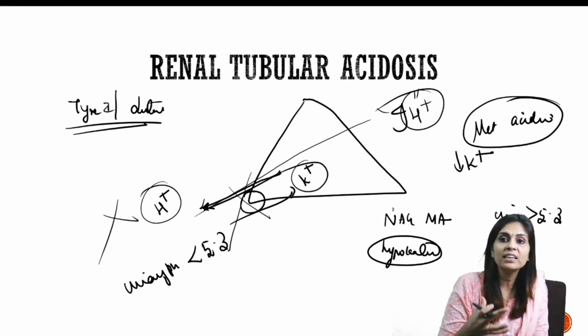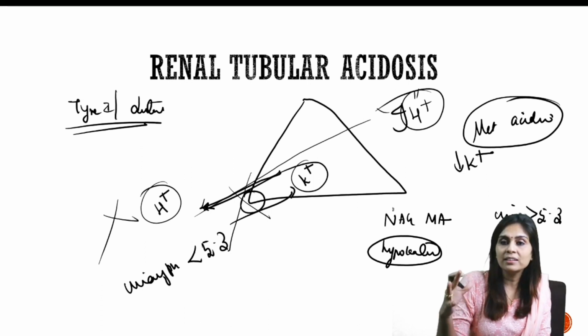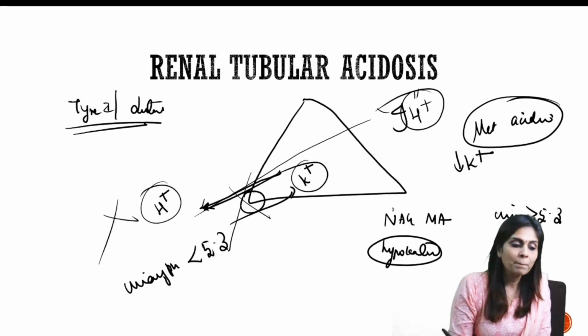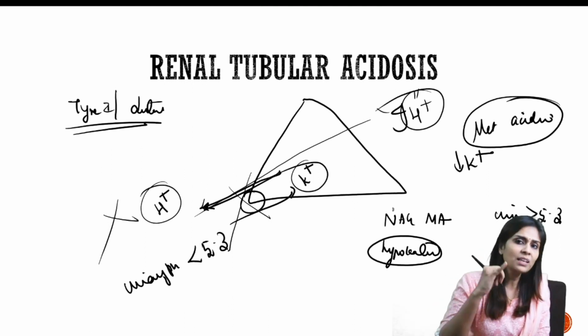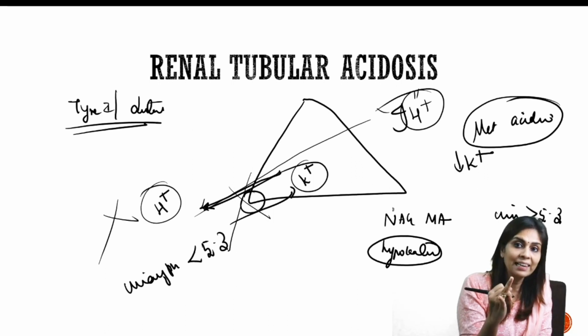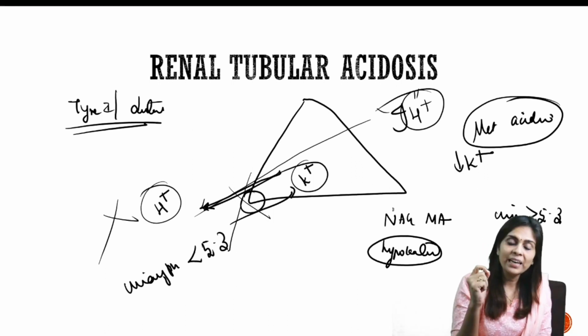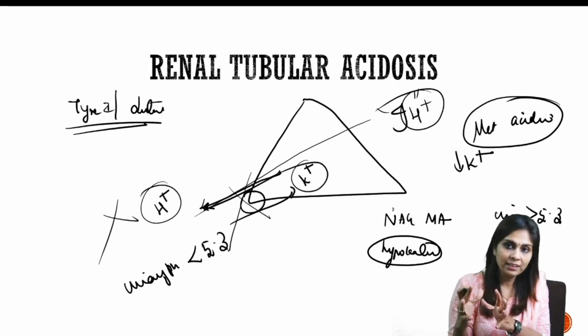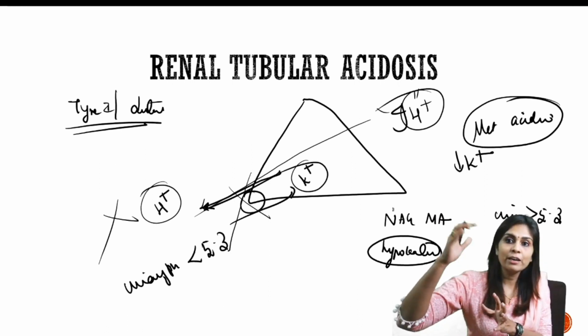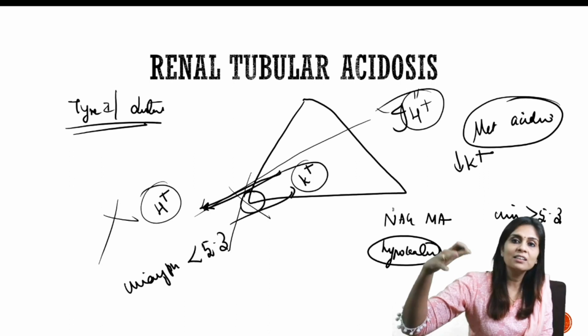Yeah, staghorn calculus is quite common in distal renal tubular acidosis or classical renal tubular acidosis because of three causes. Number 1, systemic acidosis. Number 2, urinary pH is alkalotic. Number 3 is hypokalemia. The reason is, whenever there is acidosis in the blood, it causes erosion of the bone. Yeah, so bone starts losing calcium.